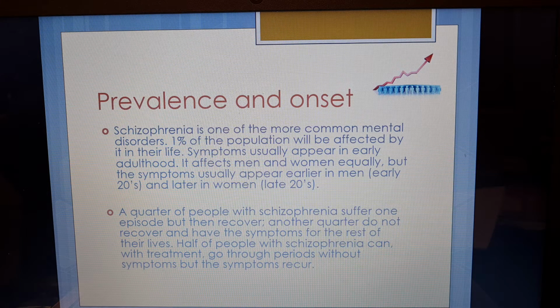About a quarter of the population with schizophrenia do suffer one episode, but they never really recover. And another quarter do not really recover at all and have symptoms for the rest of their lives. Half of the people with schizophrenia can live without treatment and go through periods without symptoms. But symptoms can obviously reoccur as well. So you do get some people that you probably won't even notice have schizophrenia because they're still living with their families in the community and have jobs, but they might have mild symptoms of schizophrenia.